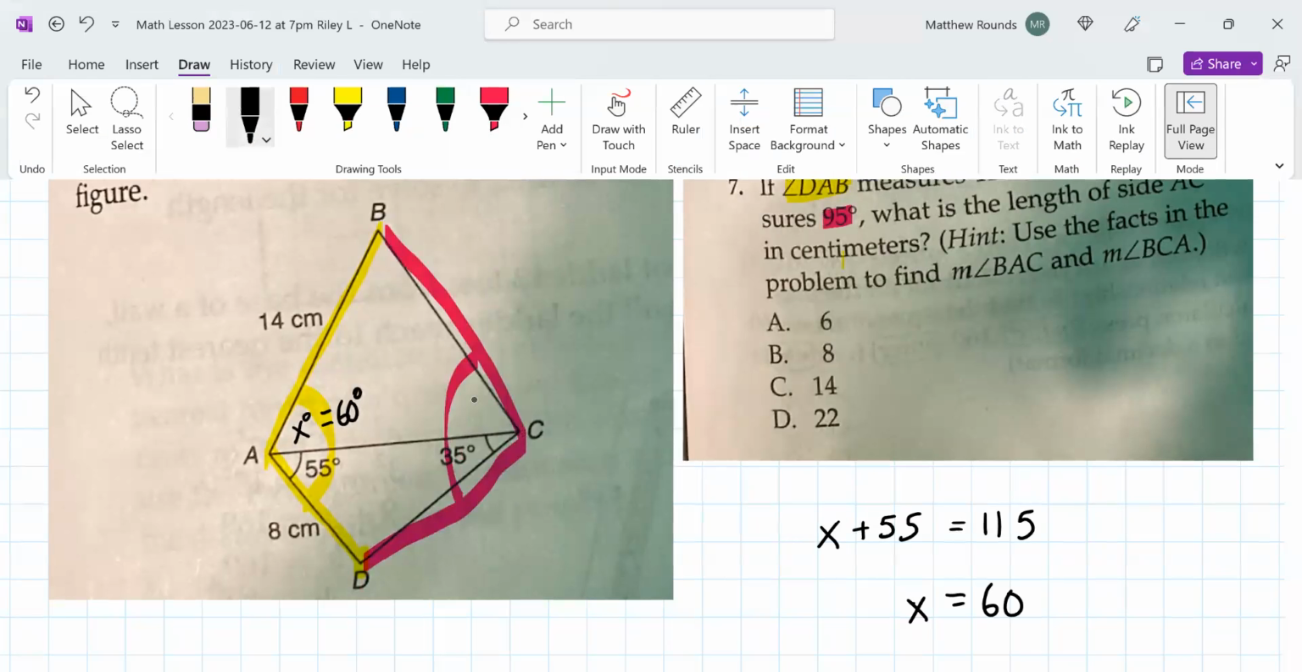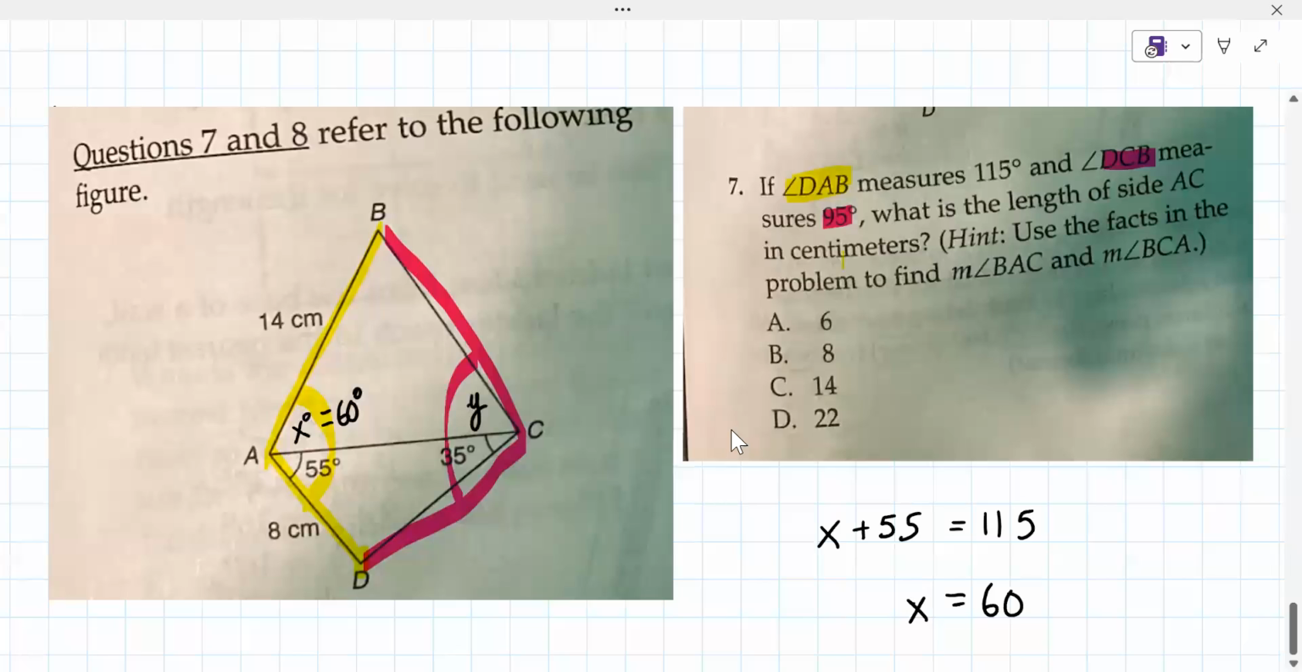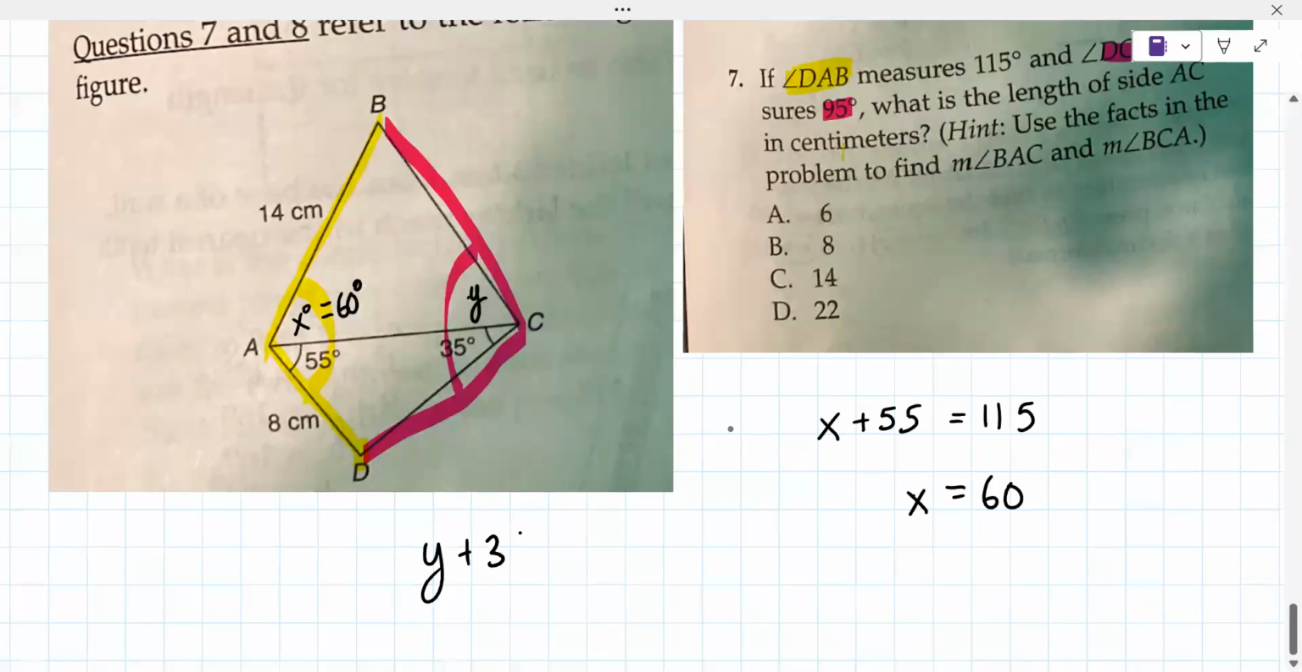Would it also be 60 at the end? It does. That's how you would solve it. If it asked you or told you what BAC was or BCD, it would be in the middle of those. So Y is 60. That makes more sense.